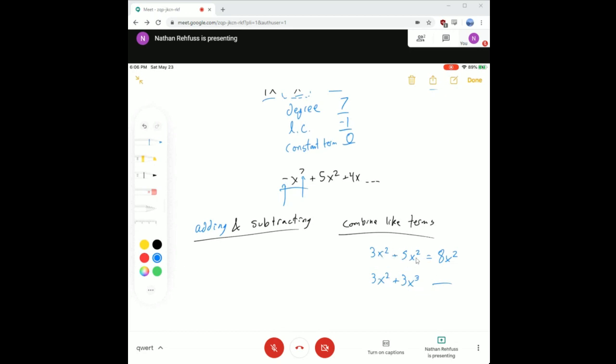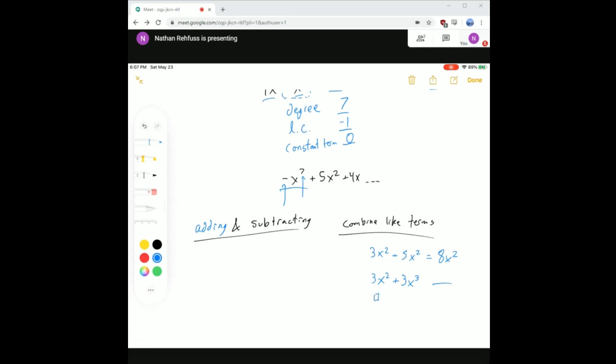Here, these are the same power of x, so they're like terms. I have 3 squares and 5 squares, so together I have 8 squares. But here I have 3 squares and 3 cubes. And that's not 6 of anything. I guess it's 6 shapes, but it's really apples and oranges. I don't have any symbolic way to smush those together. So we're not going to simplify that at all.